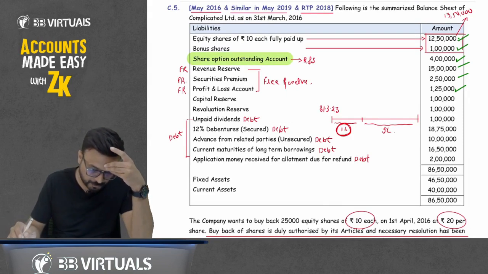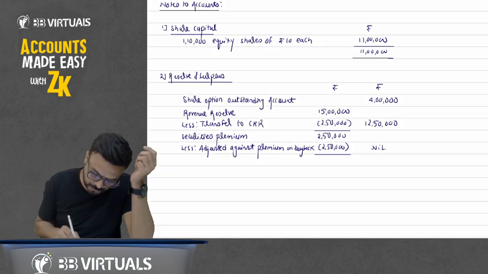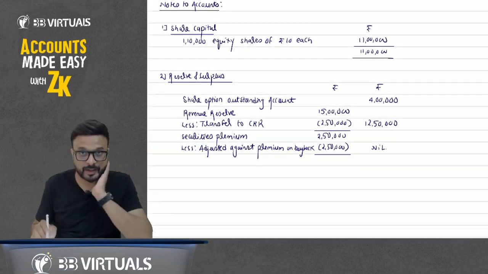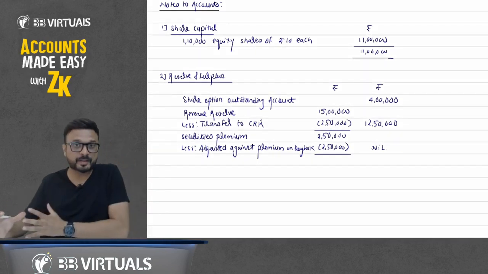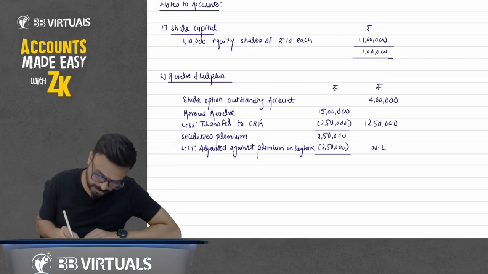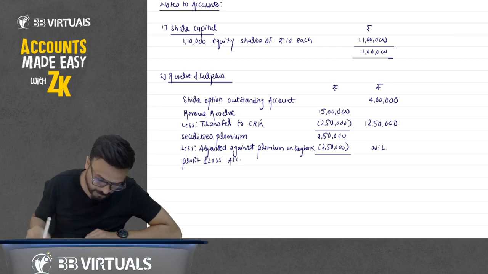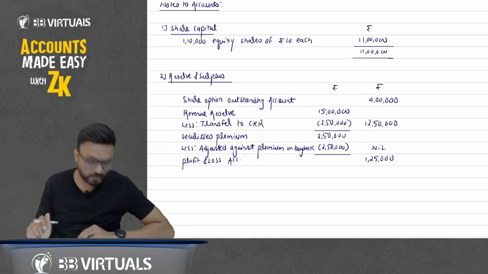Whether we have utilized profit and loss account? No. One more important thing: you have transferred it to CRR. So we have to write down CRR also, because a new account, CRR, has been created here. So first write down profit and loss account. How much balance do we have in profit and loss account, as given in the question? 1,25,000. Okay.